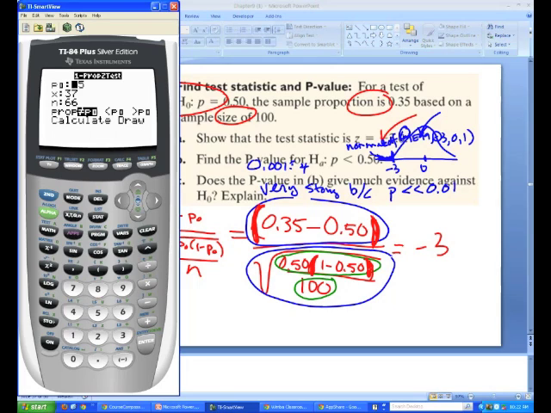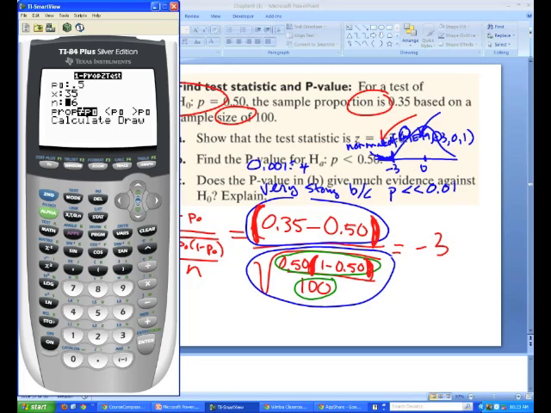So our P0 is our hypothesized proportion, and what is that in this problem? 0.5. But the rest of it, I think, is not in this problem. The X, the number of successes, we're not explicitly told that in this problem. But what are we told? We're told the sample proportion, and we're told the sample size. So do you think we could find X? How would we find X? Yeah, multiply the sample size by the sample proportion. So 0.35 times 100.